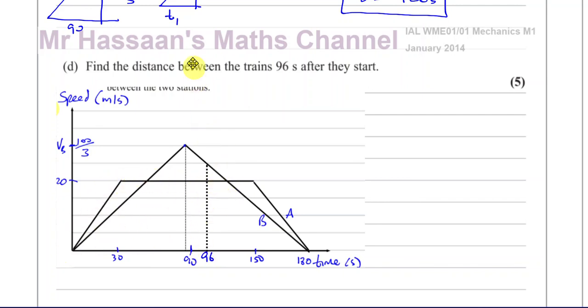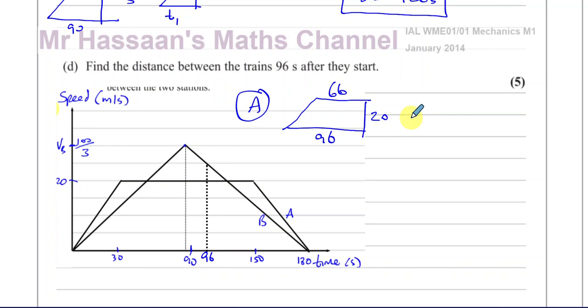The difference between the areas will be the distance between the two trains 96 seconds after they start. So we need to find the area of this trapezium that looks like this. This is for A. Okay, we know that this is 96 seconds, and we know that this is 96 minus 30, which is 66 up here, and we know this is 20.